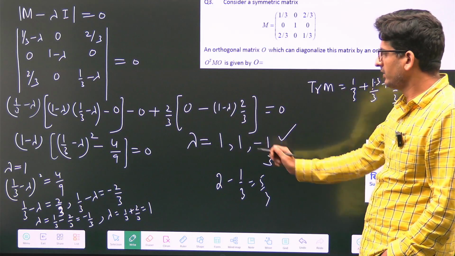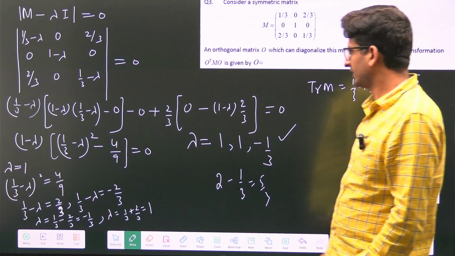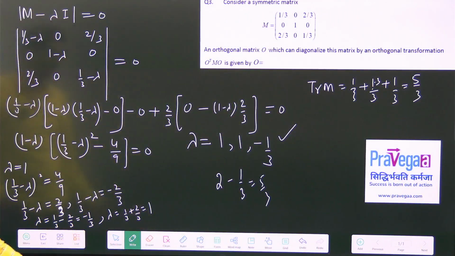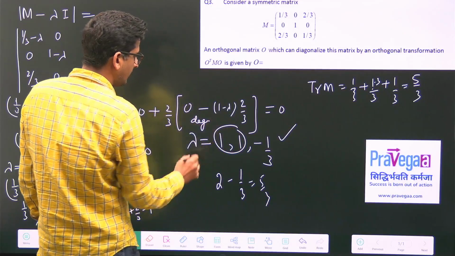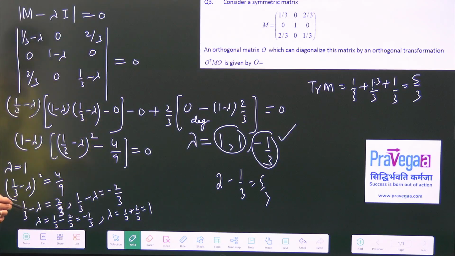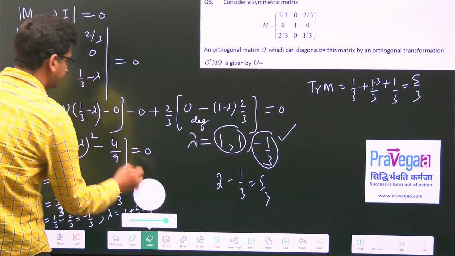Now, corresponding to these eigenvalues, we have to calculate the eigenvectors. Okay, so let us calculate the eigenvectors corresponding to these eigenvalues. So these two are degenerate values, and this one is a non-degenerate value. So let us get it for the first value, lambda equal to minus 1/3.